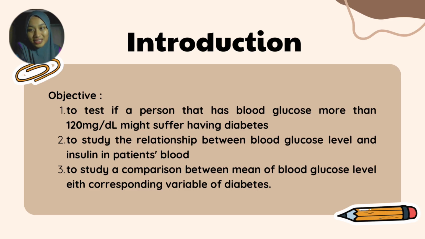Hello, I'm Noreen. I would like to give an overview about our project. Our first objective is to test if a person that has blood glucose more than 120 milligram per deciliter might suffer having diabetes. We use chi-square test, which is one of the statistical tests that is used to determine whether there is a significant association between these two variables.